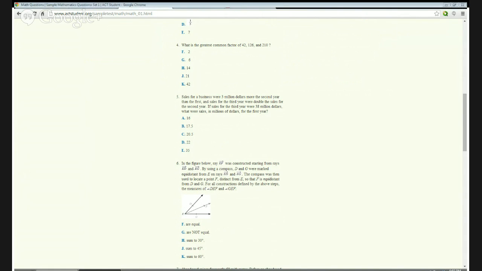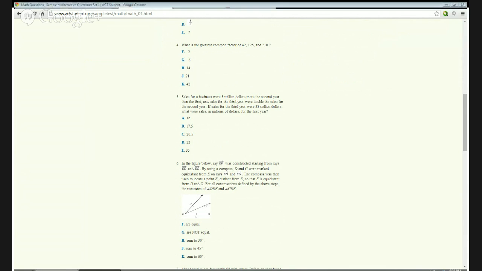Then sales for the third year, it says it's double that of the second year. So the second year was x plus 3. So to double that, we're just going to multiply the whole thing by 2. So we're going to have 2 times x plus 3. That's going to be our third year. So we have x is our first year, x plus 3 is our second year, and 2 times x plus 3 is our third year. So now we have our 3 years written down in algebra form, I guess you can say.